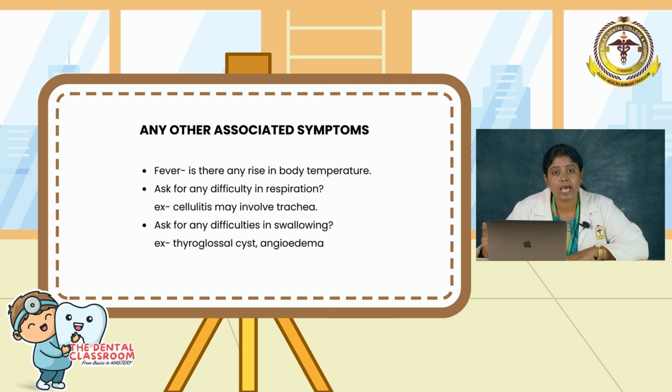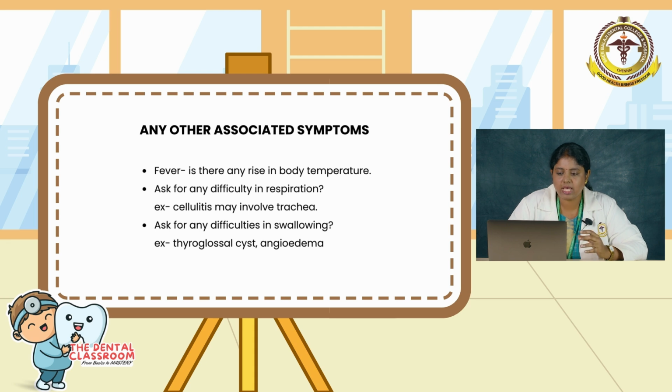Or the patient might have some other associated symptoms like, doctor, I have difficulty in breathing or I am not able to swallow. That again is an alarming condition. That is, the swelling is big enough that it is compressing the vital organs. So that has to be taken care of immediately. For example, in case of cellulitis or angioedema, any allergy condition, the swelling enlarges and compresses your pharynx or larynx. So the patient will have difficulty in swallowing and difficulty in breathing. Now this is about the history.